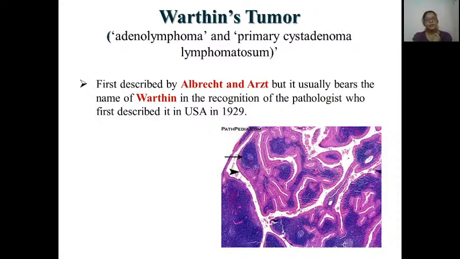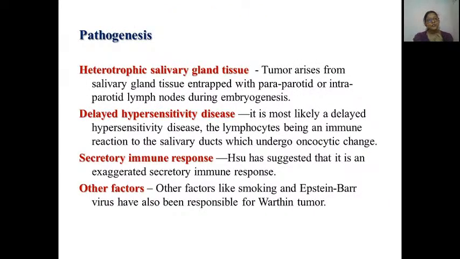The second type of tumor is the Warthin's tumor, which is also known as adenolymphoma or papillary cystadenoma lymphomatosum. It was first described by Albrecht and Arzt, but it usually bears the name of Warthin in recognition of the pathologist who described it in the USA in 1929. It contains different types of tissue. Among the pathogenesis of Warthin's tumor is heterotopic salivary gland tissue: the tumor arises from salivary gland tissue entrapped within the paraparotid or intraparotid lymph nodes during the process of embryogenesis.